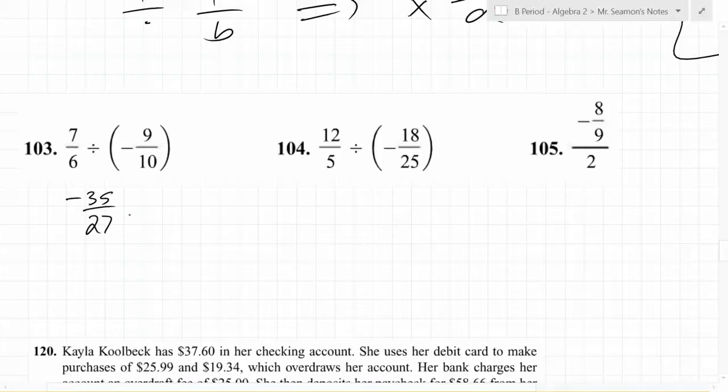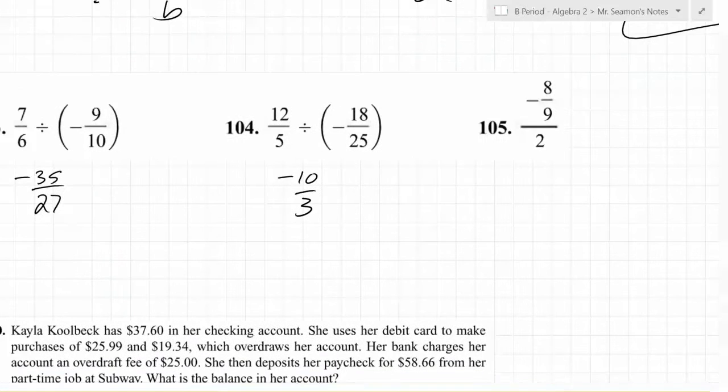What about 104? Who has 104 for me? Yes, Sadaya. What do you got? I got negative 10 over 3. Who got negative 10 over 3? Anybody get negative 10 over 3? Hey, look at that. You got some friends up there. Excellent. What about 105? Who got 105 for me?